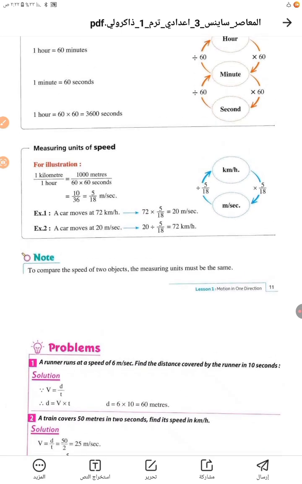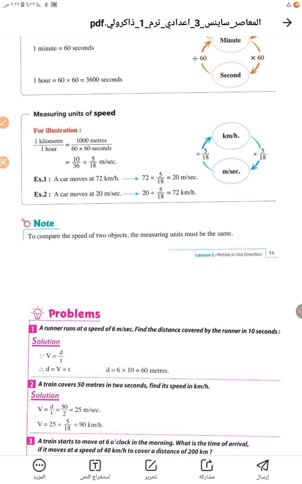measuring units of speed. بيقول لي من التوضيح اللي فات للتحويل عاوز أعمل converting from 1 kilometer per hour لـ meter per second. أنا عارف إن ال 1 kilometer equal 1000 meter وال 1 hour equal 60 multiply 60 seconds. يبقى to convert 1 kilometer per hour to meter per second هضرب في 1000 over 60 multiply 60 اللي هي abbreviation بتاعها 5 over 18 meter per second.